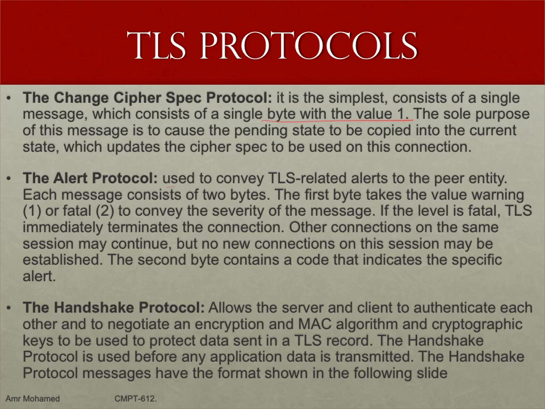Alert protocol is used to convey TLS related alerts to the peer entity. So the server needs to inform the client, or the client the server, that there is some kind of suspicious behavior. And this could be on 2 levels. You have the level, which could be a warning or a fatal error. Warning means that it's just a warning. I'm noticing something, but it's not really a fatal error yet, so you can continue. It's just a warning.